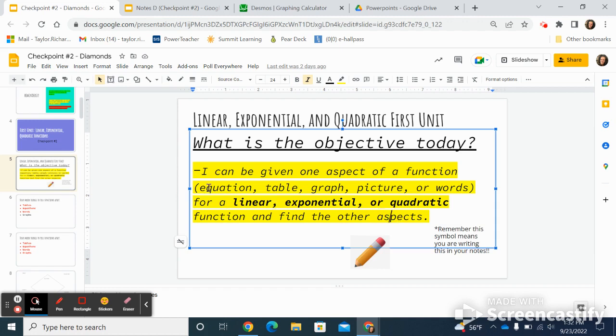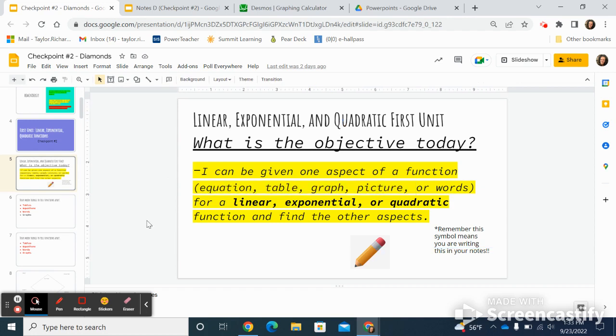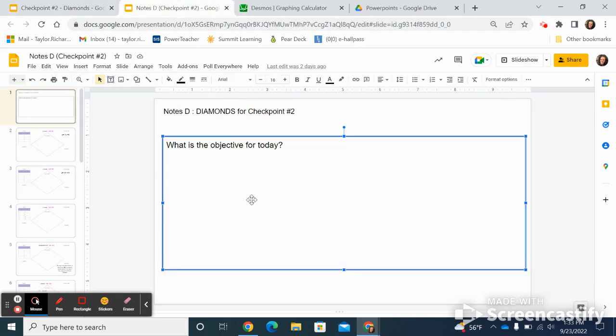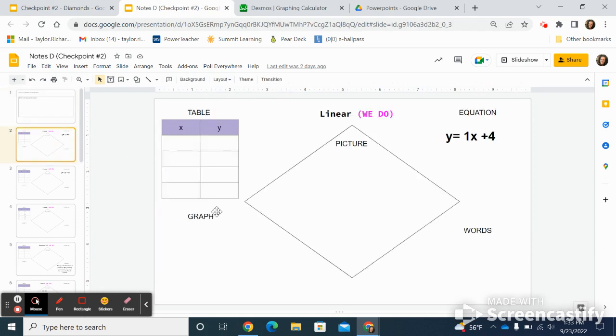So what this is saying is I'm going to give you one of these things. Like I'll give you an equation and then you will give me the other four things, table, graph, picture, or words. Or maybe I give you the words and then you give me the other four things, equation, table, graph, picture. So that's what we're doing today. Again, make sure this yellow sentence goes in our first box. Okay. And then let's make our way to slide number two.